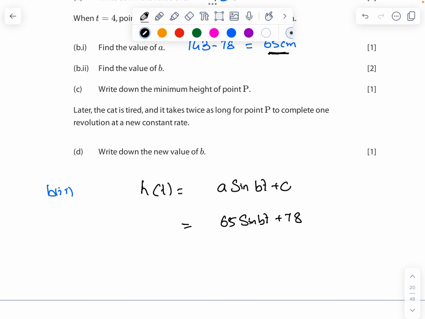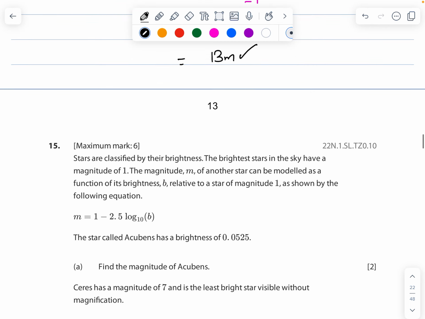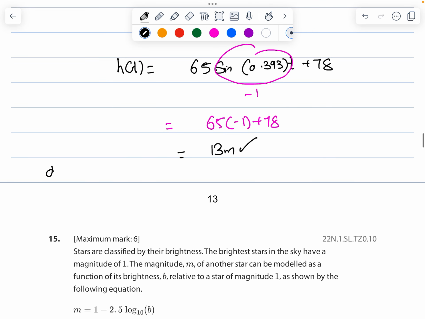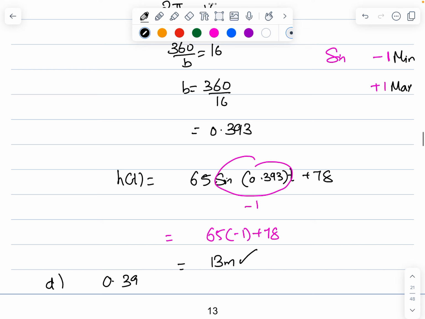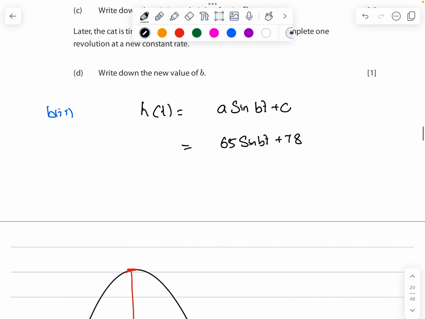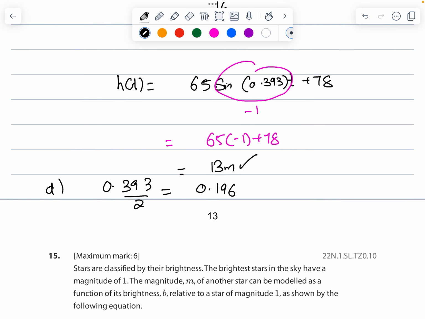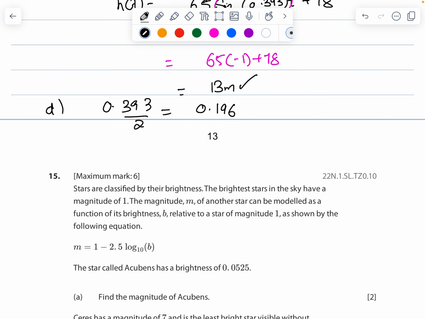Finally, later the cat is tired and it takes twice as long for the point P to complete one revolution at a new constant rate. What is the value of B? Now it is taking twice the time, so the period will be increasing. So what will be the case in that case? It will be 0.393, whatever we got, 0.393 divided by 2, which is 0.196. That's going to be the answer, because it is taking twice the time.